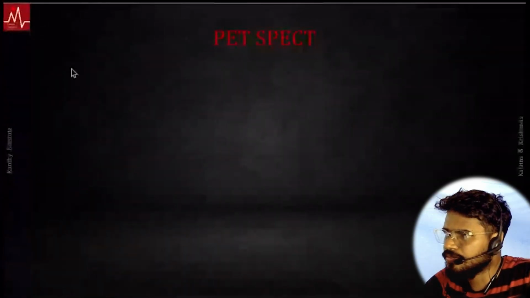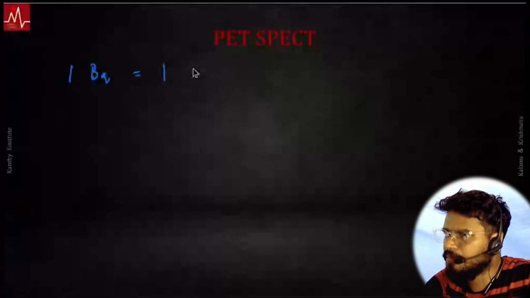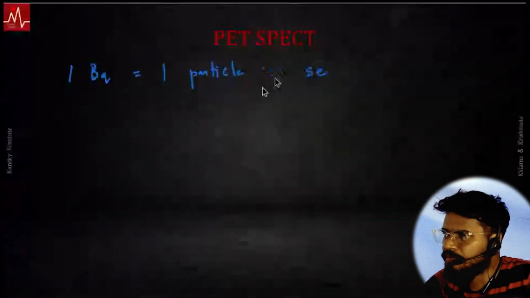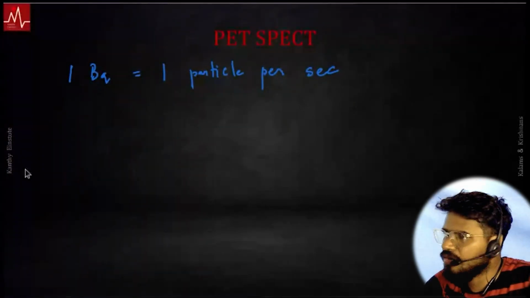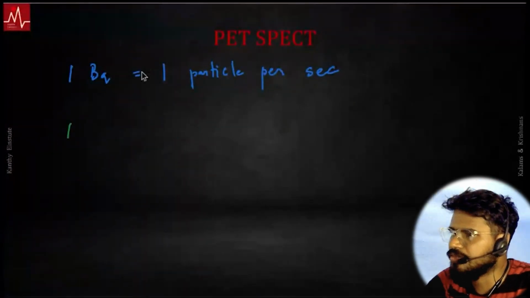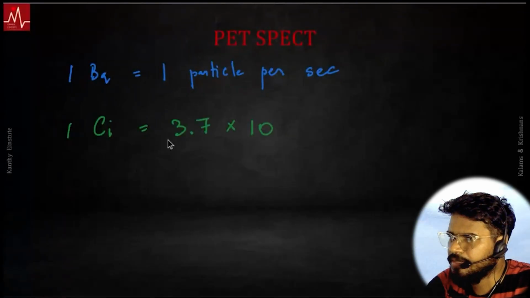First is units. 1 becquerel equals 1 per second, 1 particle per second. Then we have Curie, define it in terms of becquerels. How much is this? See, the contrast, such a huge difference. Curie in terms of becquerels, 3.7 into 10 power 10.